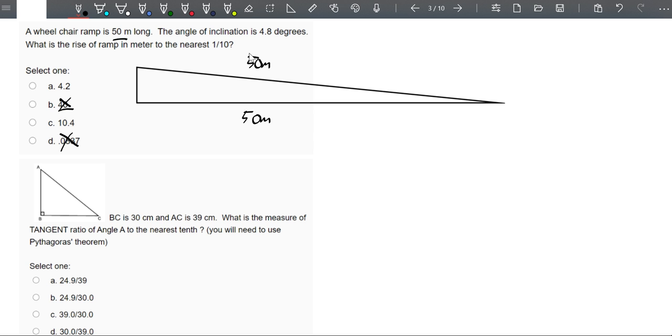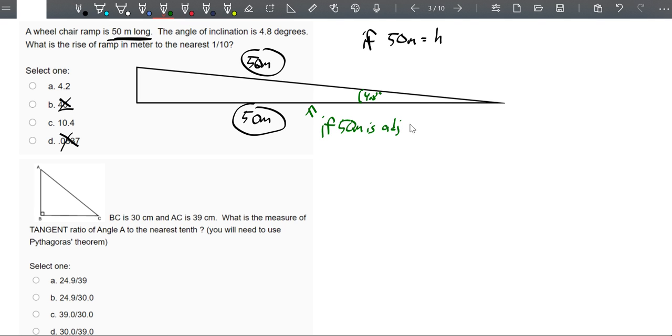So let's check. Now, what we're not sure about right now is whether this 50 meters belongs here or there. We're going to try it both ways, just to see if there's a difference. So if the 50 meters is the hypotenuse, or I'll do it, I guess, in a different color, if 50 meters is this line right here, so the angle of inclination here is 4.8 degrees, which would make this one our adjacent side. So I'm going to try it both ways. We'll see if we get conflicting answers or answers that work out.